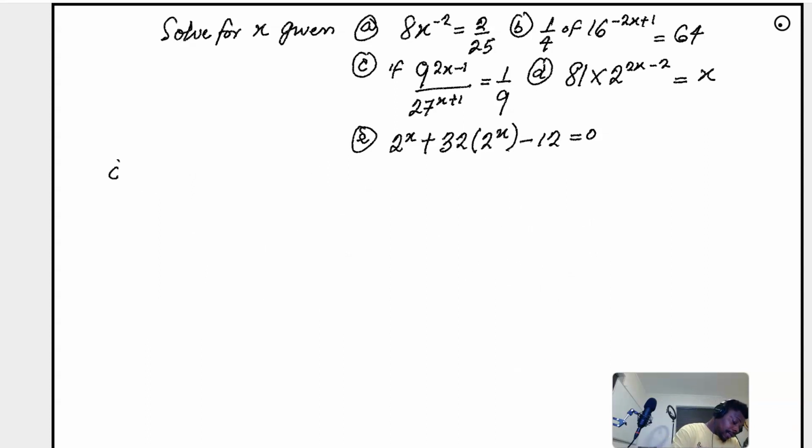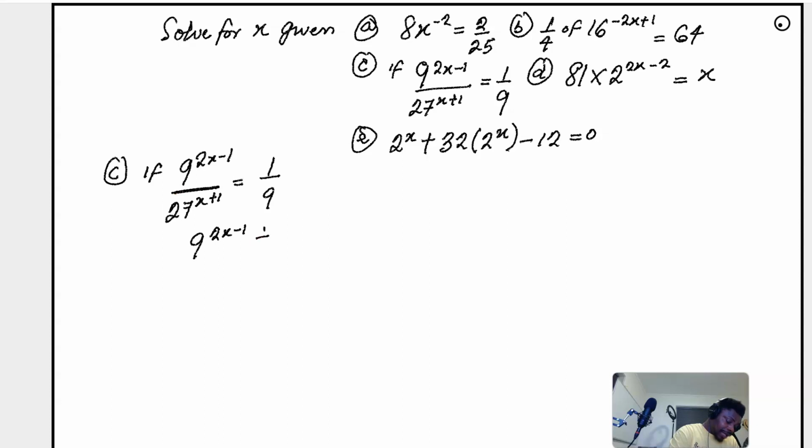C. If 9 raised by 2x minus 1 divided by 27 raised by x plus 1 is equal to 1 over 9. Now, I can easily rewrite this as 9 raised by 2x minus 1. This is division. Let's just put it like this. It's easier to see it. It's equal to 1 over 9. 1 over 9 is the same as 9 raised by minus 1.